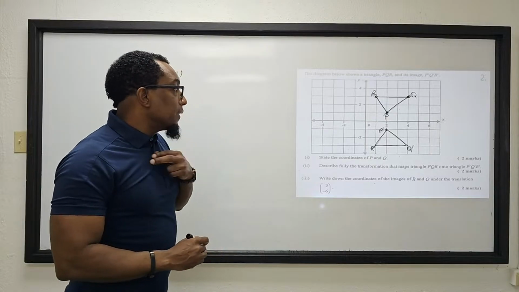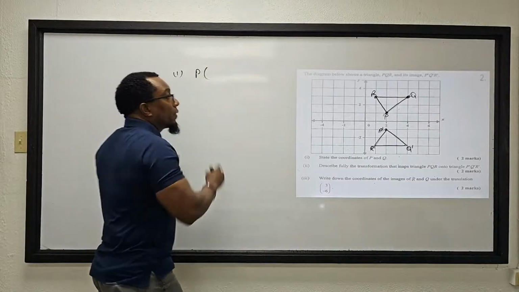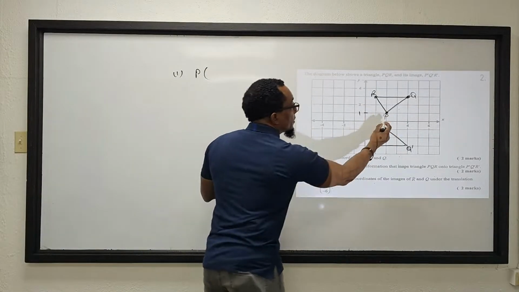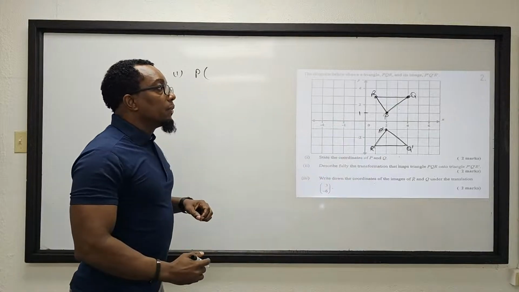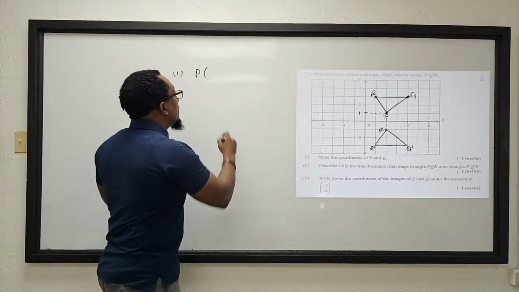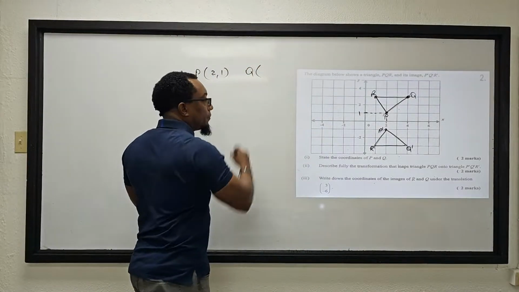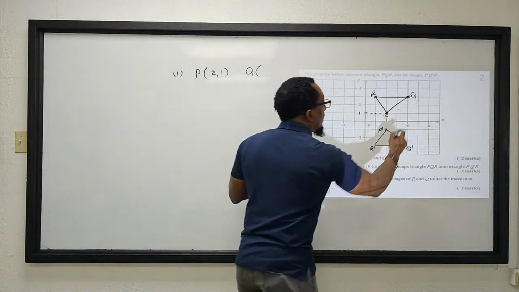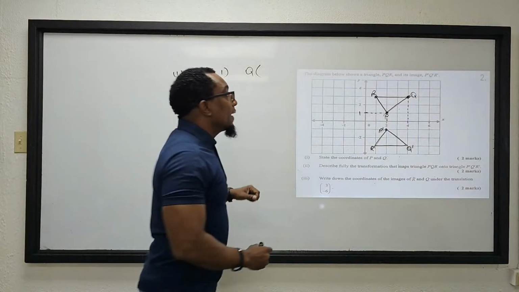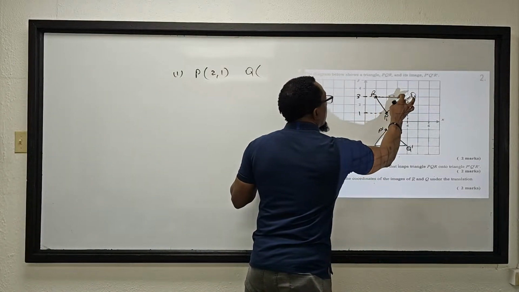The first part of this question asks us to state the coordinates of P and Q. For P, the coordinates will be 2 on the x and 1 on the y, so P is (2, 1). The coordinates of Q will be 4 on the x. We start with the x coordinate first, then move across to the y, which is 3 on the y.